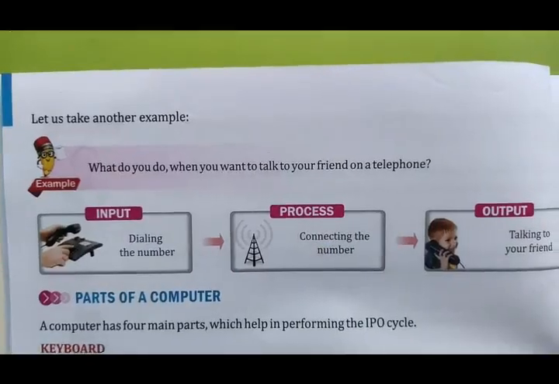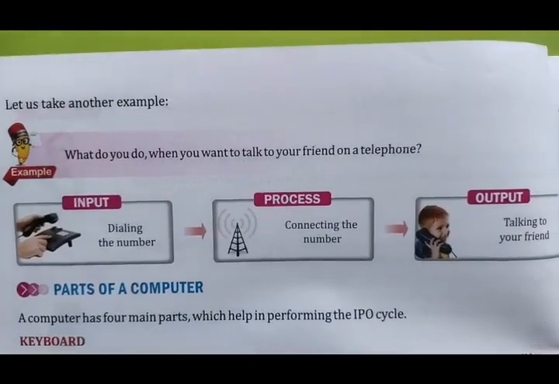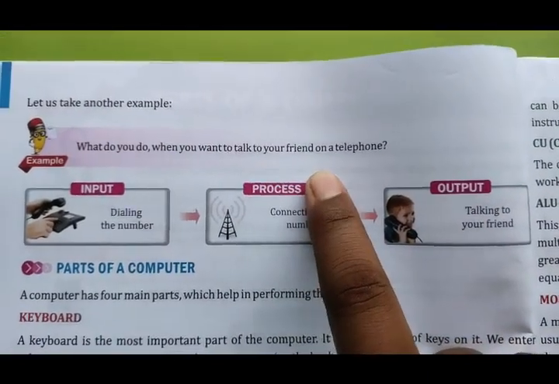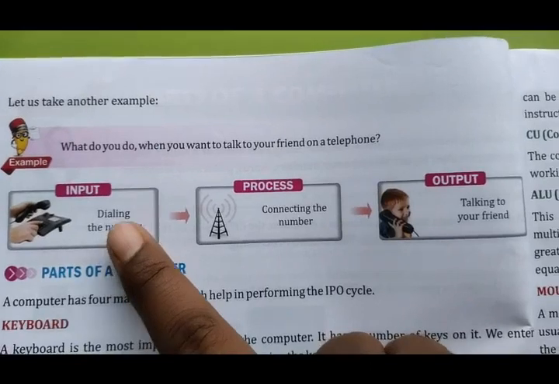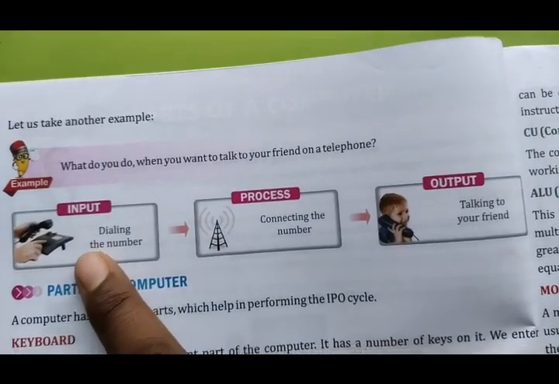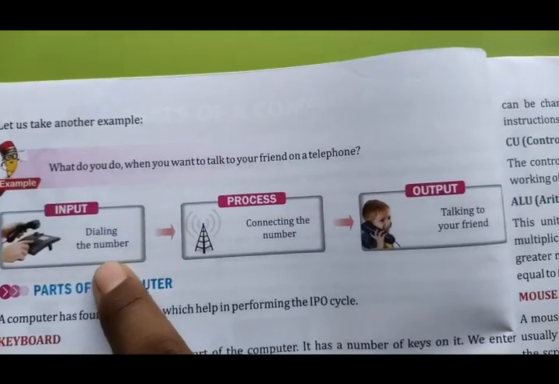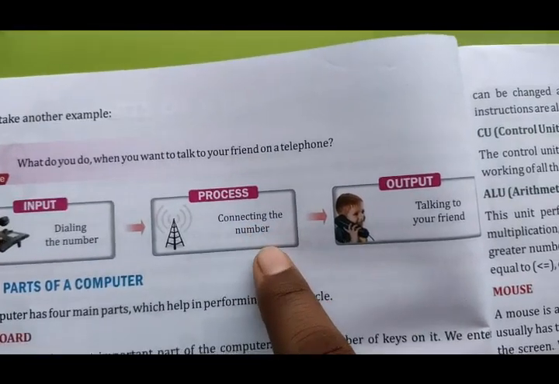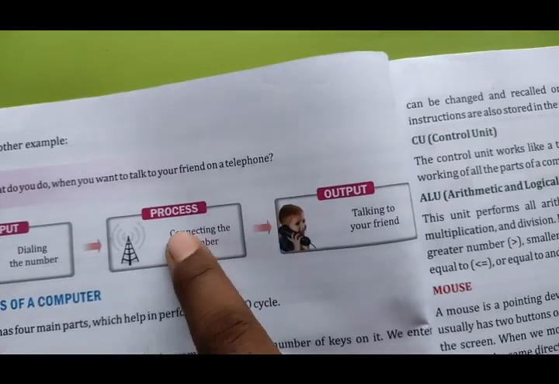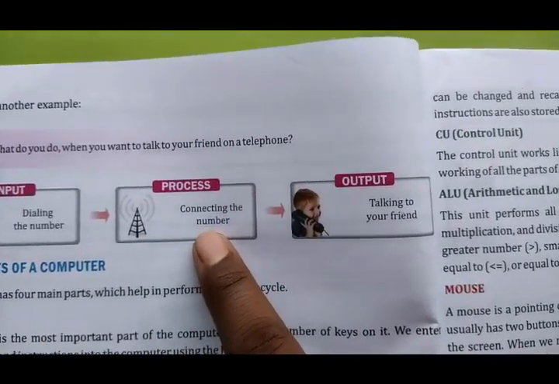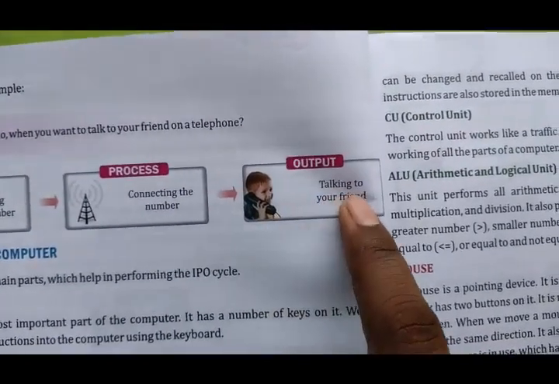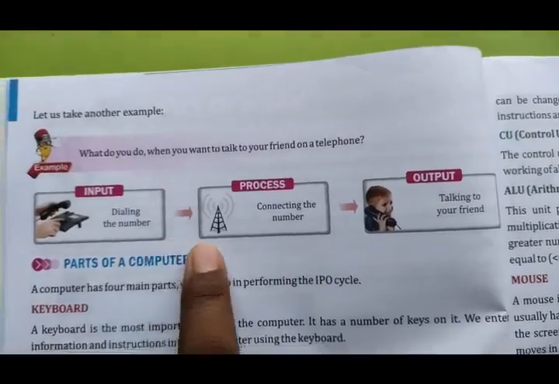Let's take another example. What do you do when you want to talk to your friend on a telephone? The input is dialing a number with the help of your mobile phone or your landline phone. So, you just dial the number, then processing. Processing means connecting to the number. This is a mobile cell phone tower. The instruction goes to this cell phone tower. After this, it will go to your friend's tower and connect to your friend's mobile phone or landline phone. Then you talk to your friend. This is the process.